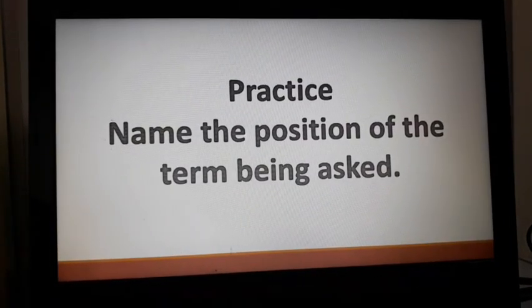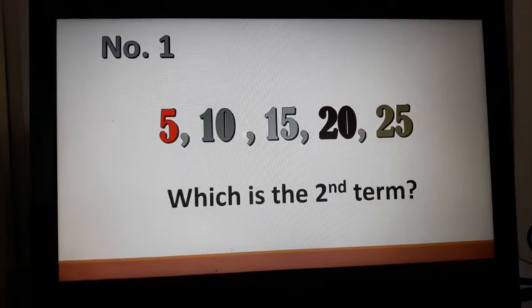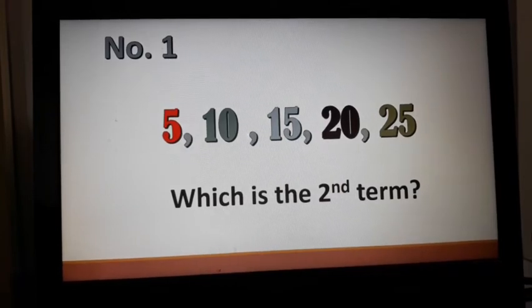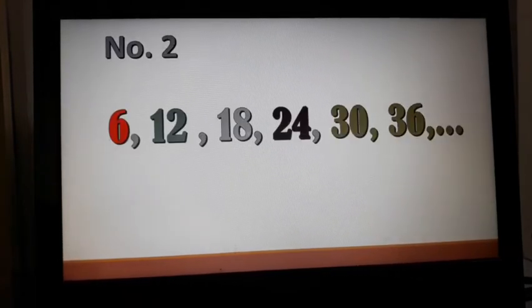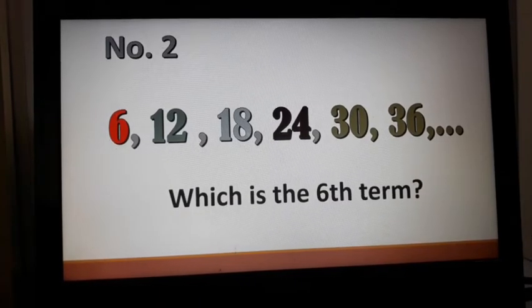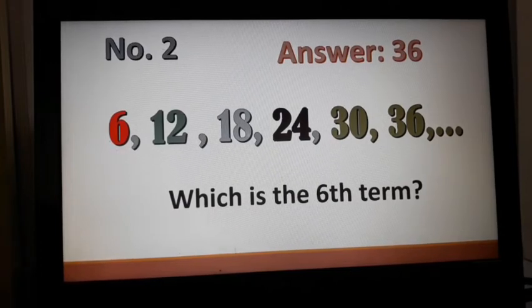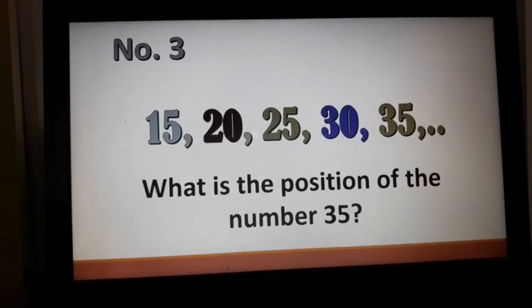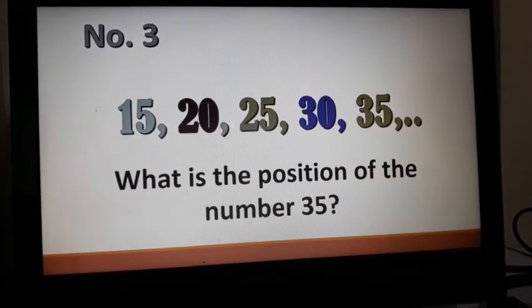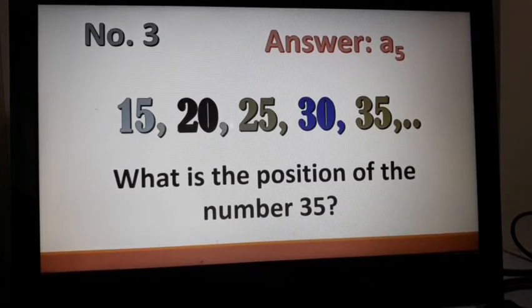Okay, let's practice. Name the position of the term being asked. Number 1. The sequence is 5, 10, 15, 20, 25. Which is the second term? Answer, 10. Number 2. This is the sequence. Which is the sixth term? Answer, 36. Number 3. This is the sequence. What is the position of the number 35? Answer, A sub 5 or the fifth term.